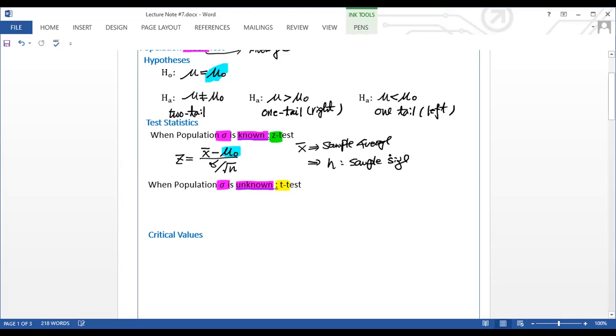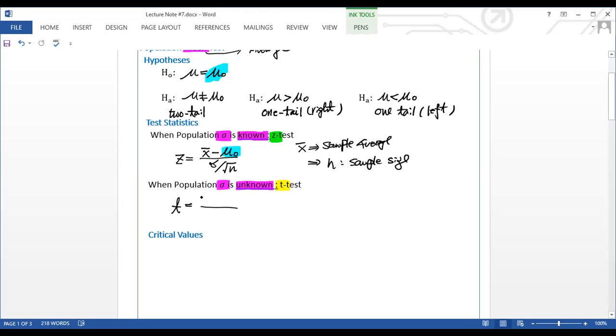So it's like, say, I want to find for this city, I'm taking 60 families. Then n is equal to 60 here, okay? Now, if the population sigma is unknown, then we change it to a different test. We call it the t-test. We're going to talk about the t-test in more detail later in this lecture.